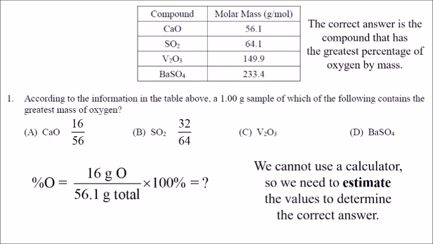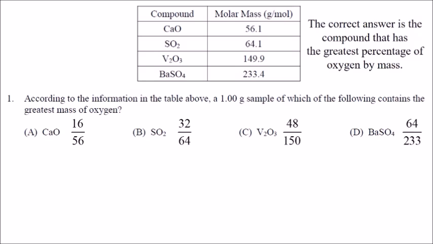For our third choice, the vanadium oxide compound, there's 3 oxygens. That would be 48 divided by the total mass, which we'll estimate to be 150. And then finally, for the barium sulfate compound, 4 oxygens means 4 times 16, 64, divided by the total mass, 233. Now again, without a calculator, we can see that choice B, the sulfur dioxide, works out to be 50%. Any choice that is less than 50% can be eliminated.